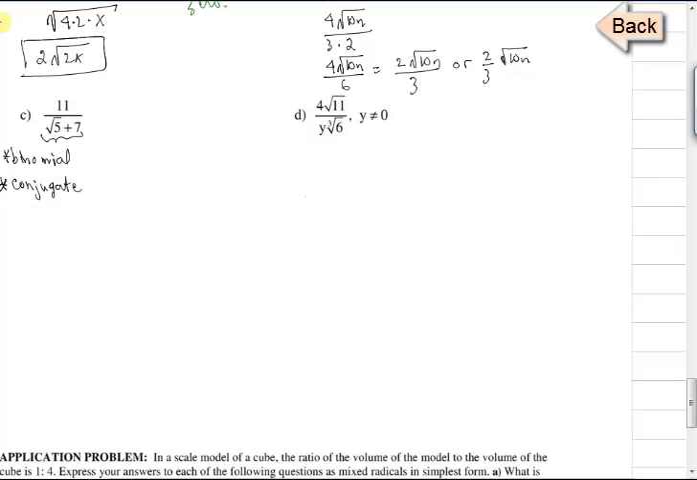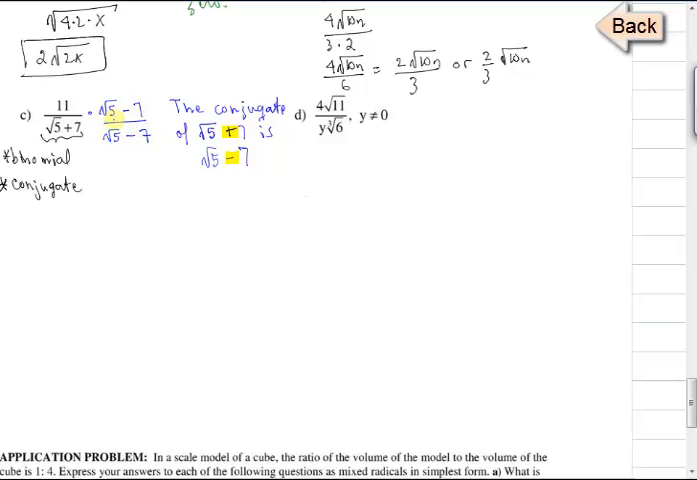So what is the conjugate of square root of 5 plus 7? Okay, well, the conjugate of the square root of 5 plus 7 is the square root of 5 minus 7. Okay, so remember, same terms, just opposite signs. Okay, so I'm going to multiply both the numerator and the denominator by my conjugate.